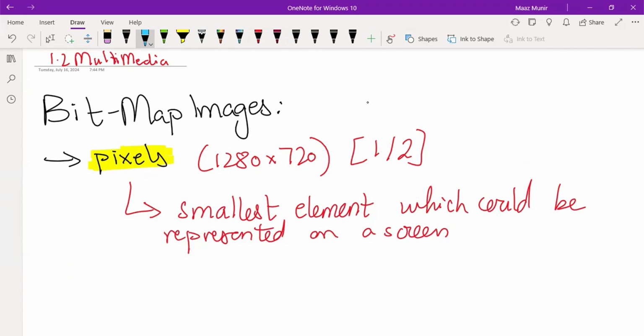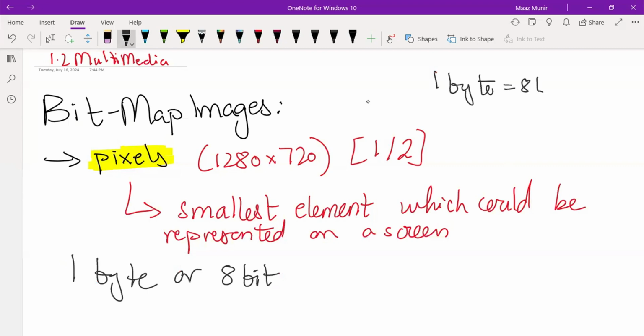Now, how do we store images as pixels? Basically, we need at least 1 byte. We need at least 1 byte or 8 bits. 1 byte is basically equal to 8 bits for your info and revision. We need basically 1 byte or 8 bits per pixel to represent a colored image.